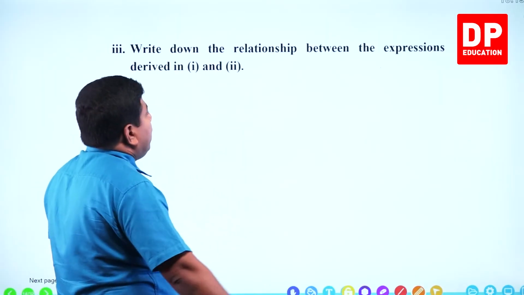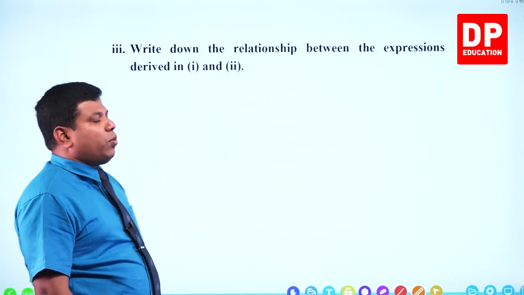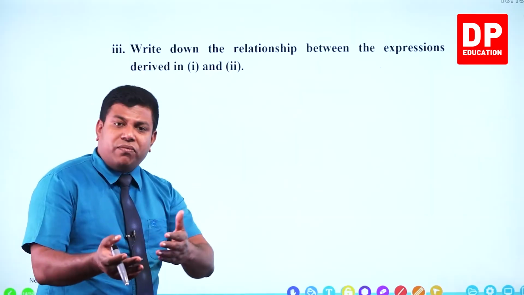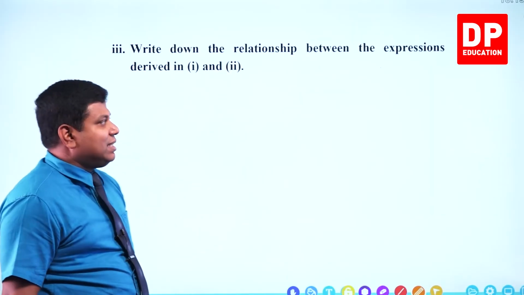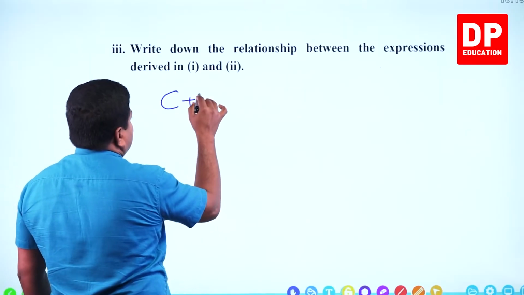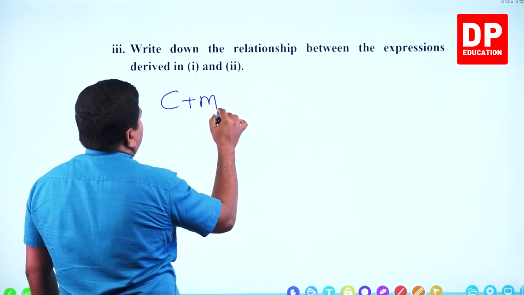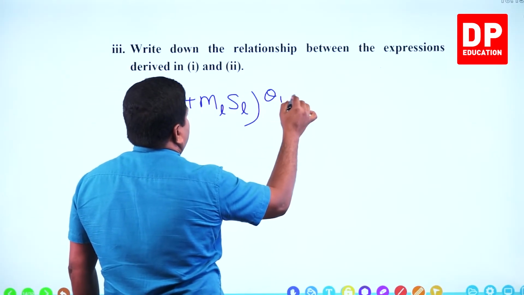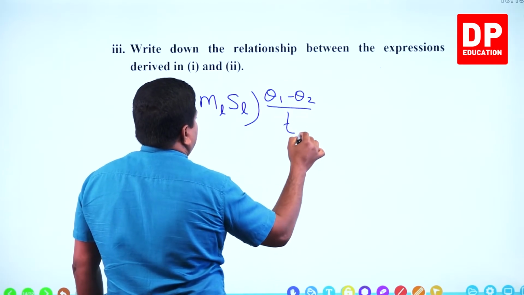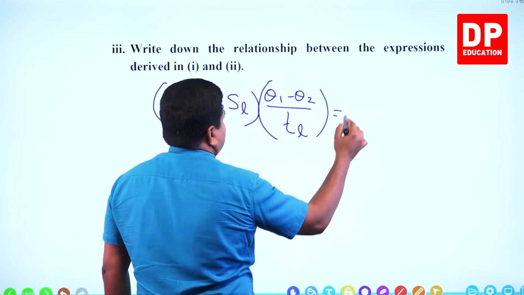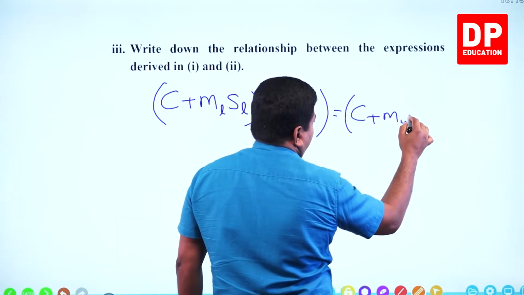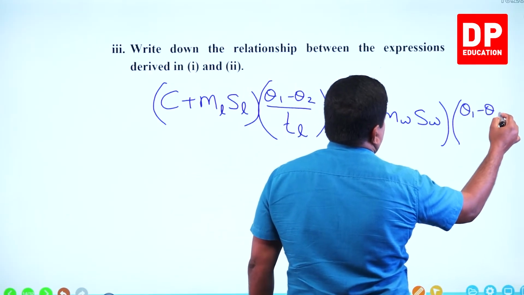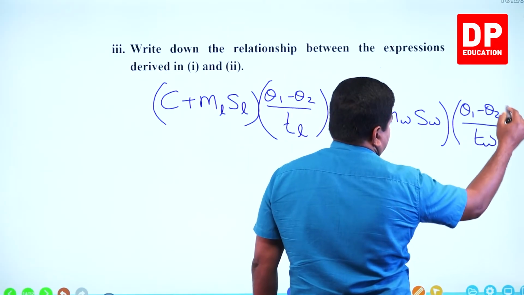Next, write down the relationship between the expressions derived in 1 and 2. Both are equal. Since you use the same amount of water, same amount of the liquid, all the cooling conditions were same. Then you can say C plus M liquid, S liquid, θ1 minus θ2, T liquid equals C plus MW, SW, θ1 minus θ2, T water.